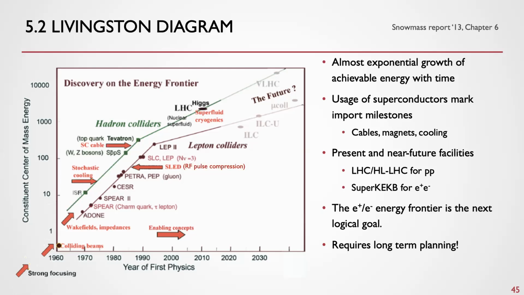as I tried to explain to you. Superconducting cables at the Tevatron, superfluid cryogenics. The LHC dipole magnets are cooled with superfluid helium. It wouldn't otherwise be possible. And this led to the discovery of the Higgs boson. So enabling concepts of collider operations allow us to push higher towards the energy frontier.